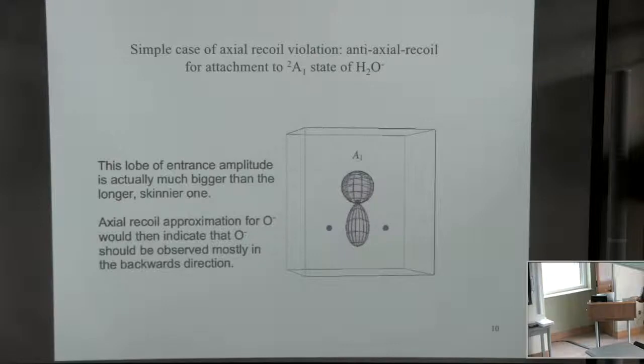Okay, now I'll talk about the simplest case of axial recoil violation that I've worked with. Here's the attachment probability for the double A1 state of the water anion. What you can see here is that this lobe is actually bigger. It's got some width of the page. So there's actually a much greater probability for attachment from the top here. And so talking about the oxygen, if the oxygen behaves as per axial recoil, then you'd expect the electron to attach to the top here, and the oxygen to recoil in the backwards direction.